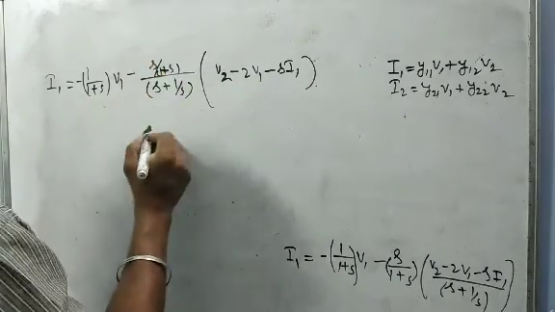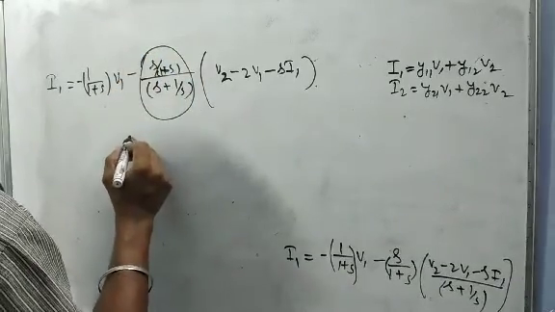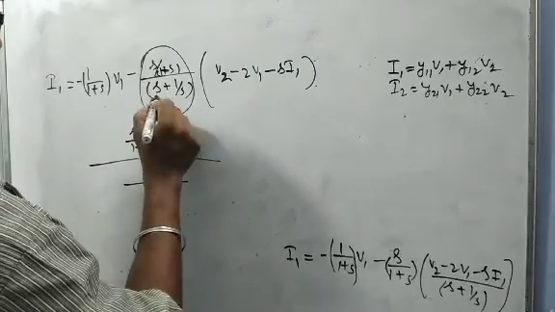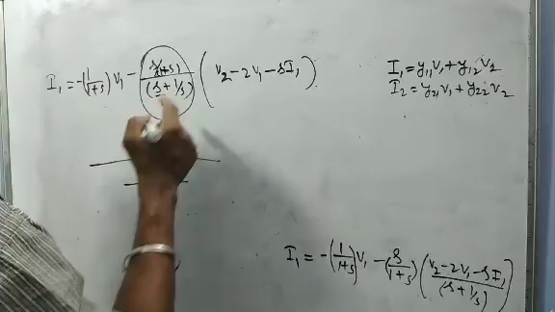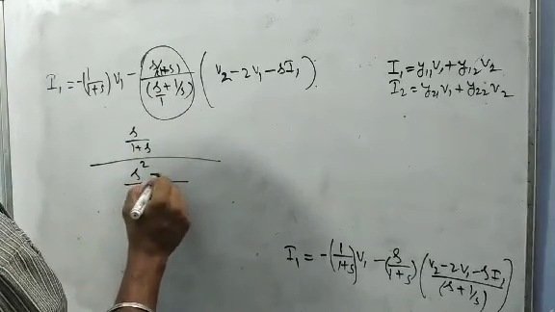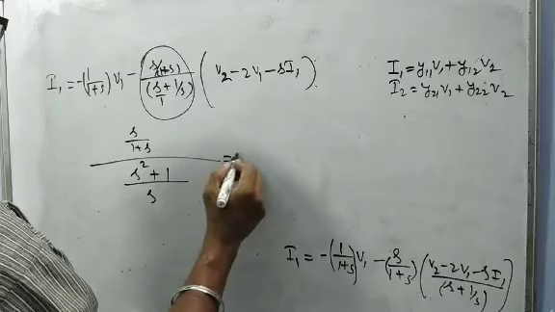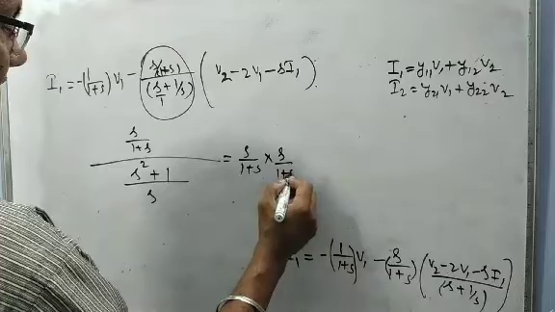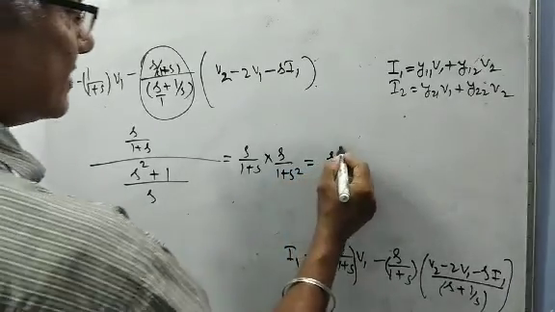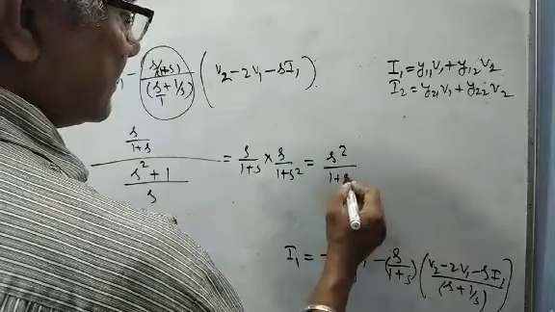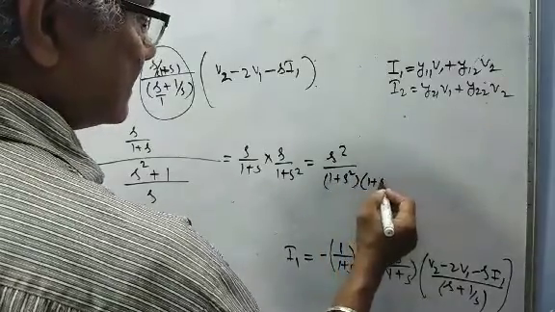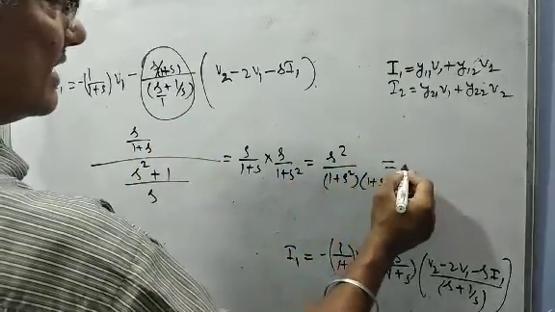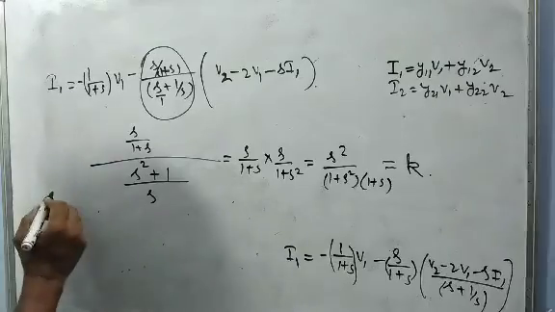So if you simplify this, what you will be getting? The upper numerator part is s by 1 plus s divided by, so what will be the LCM? LCM will be s, 1 by s means s square plus 1. So this becomes s by 1 plus s into s by 1 plus s square. So this becomes s square by 1 plus s square by 1 plus s. So this thing you can write as this one. Let it be as k.